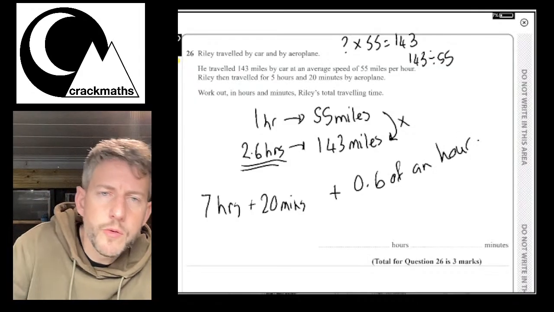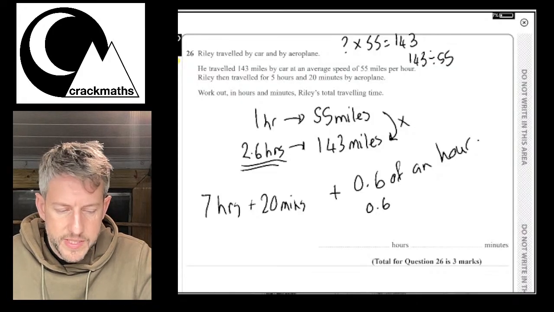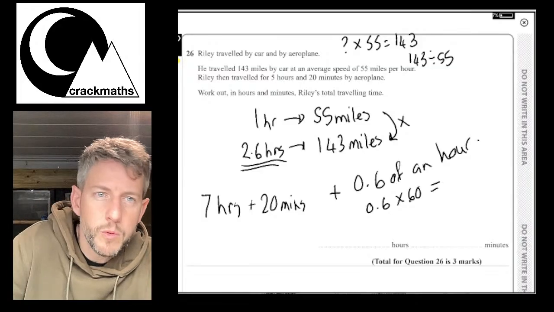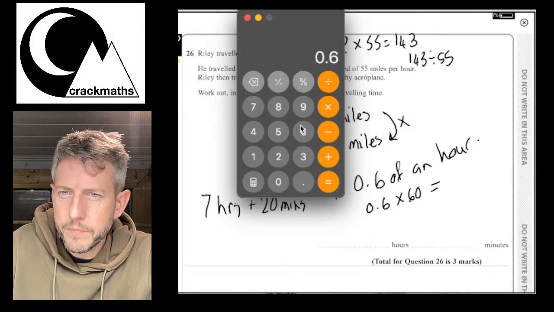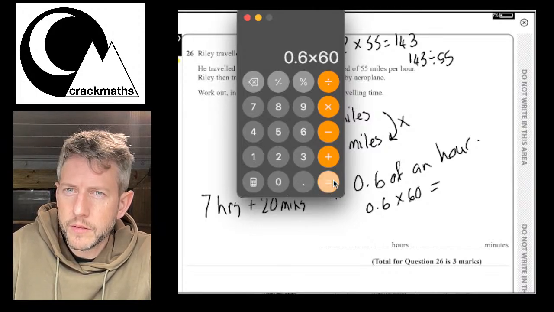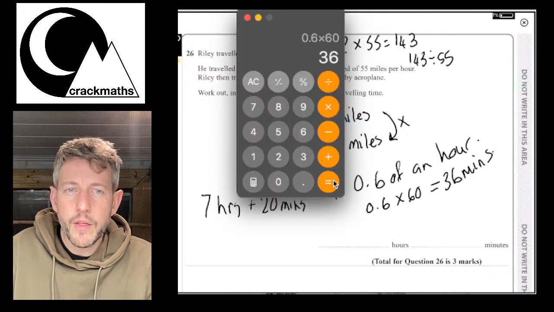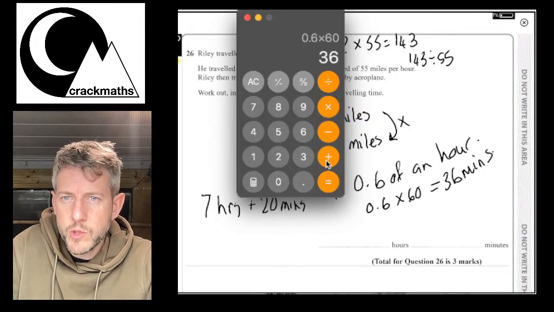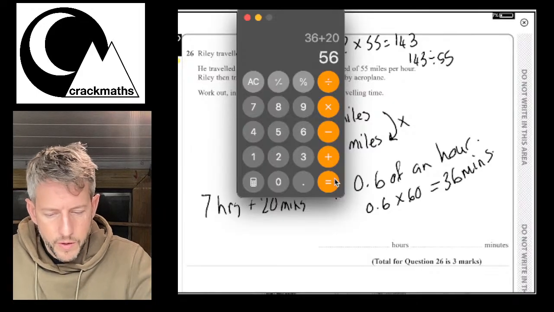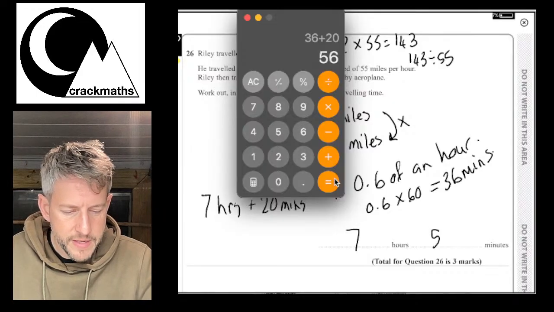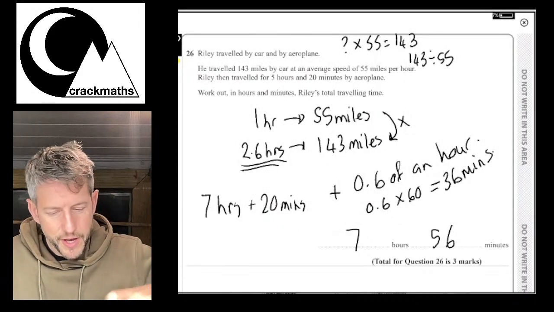0.6 of an hour is 0.6 of 60 minutes. So we'd do 0.6 times 60, and that will tell us how many minutes that was. 0.6 times 60 equals 36. Now we know that bit was 36 minutes. We can add that onto the 20 minutes, and that's 56. So it's going to be 7 hours and 56 minutes. Right, let's continue going on.